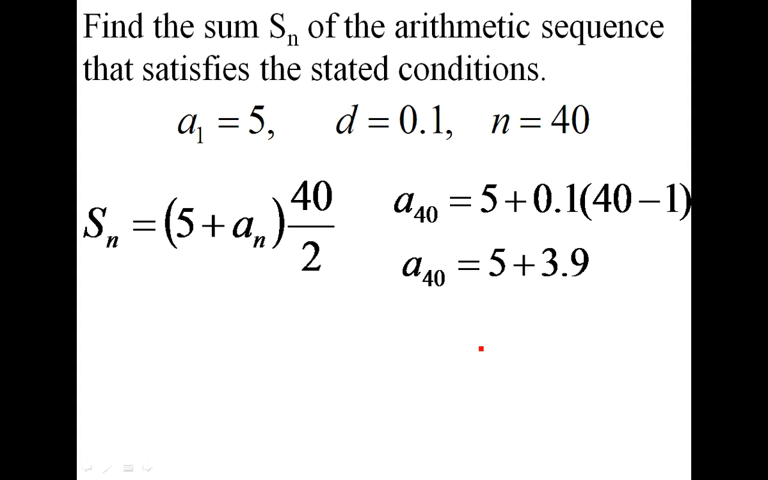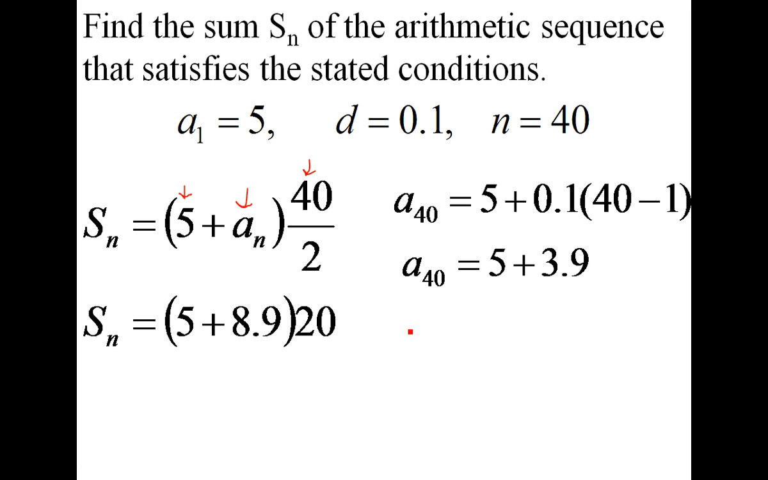See, if I just use that equation, I don't know what the nth term is. So I have to figure it out before I can use this. I know there's going to be 20 pairs. I just don't know what to add the 5 with. If I can add the 5 to something, I'm in good shape. So 8.9 comes over here. Now I have everything. I got my first term, my last term, 13.9. There's going to be 20 pairs of those. You end up with 278.